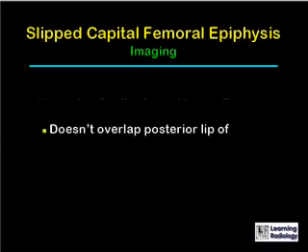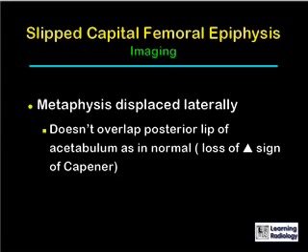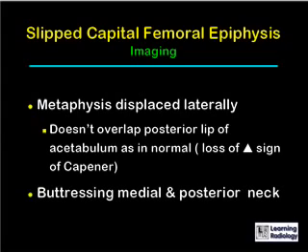The metaphysis is displaced laterally and no longer overlaps the posterior lip of the acetabulum, where in a normal individual it forms a small triangular density, and this sign is called the loss of the triangle sign of Capener. Later in the disease, there may be buttressing of the medial and posterior aspects of the neck.